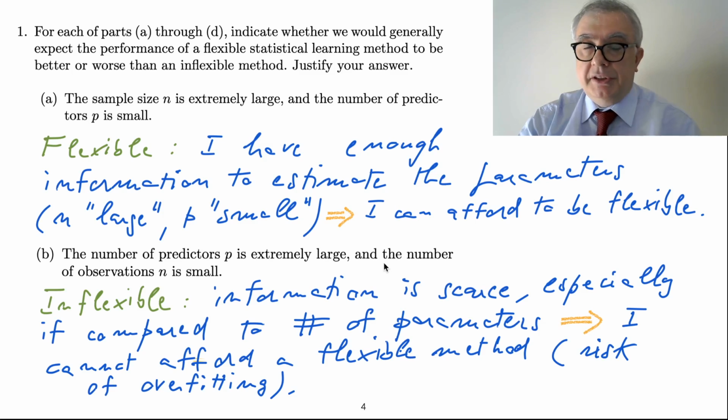shrinking method, for instance, like the lasso or the ridge. So information is scarce, especially if compared to a number of parameters that grows with P, of course. Therefore, I cannot afford a flexible method, because there is a very concrete risk of overfitting. So in this case, inflexible should be better.